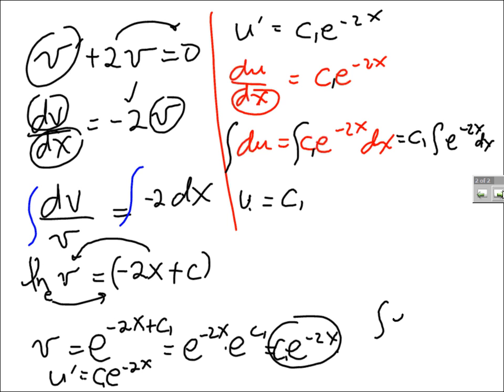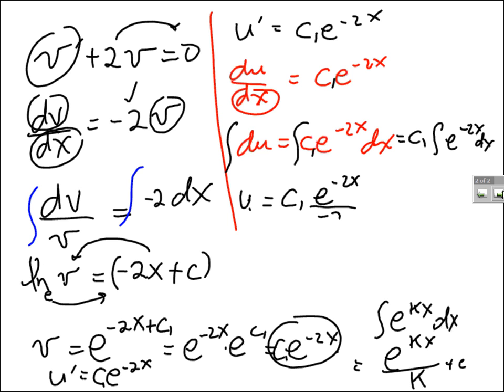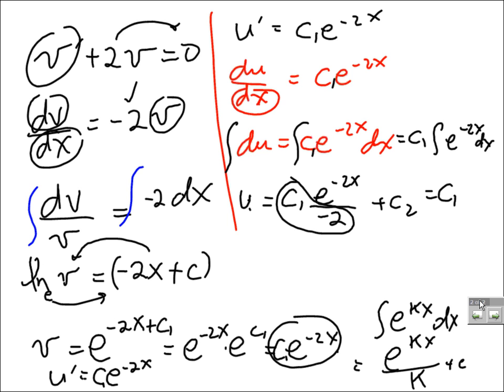Now remember, the integral of e to any number times x dx is nothing more than e to the kx, and then you divide by that k, plus c. So I get e to the negative 2x over negative 2 plus a constant, call it c2. But this division is another constant. I'm still going to call it c1. So it's c1 e to the negative 2x plus c2.